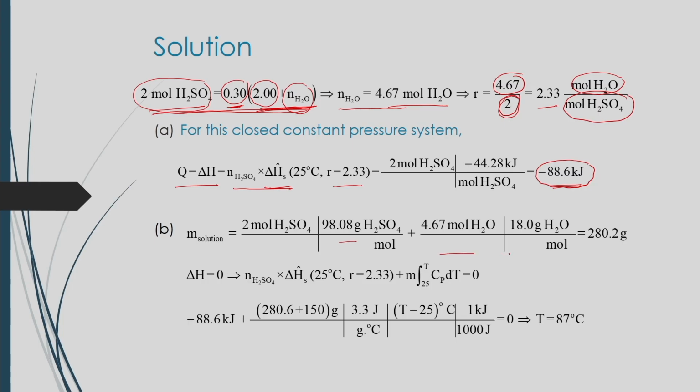So, it is coming as 4.67 moles of water multiplying by 18.0 grams per mole, which is the molecular weight of water. So, finally, after adding this you can get 280.2 grams of total solution.